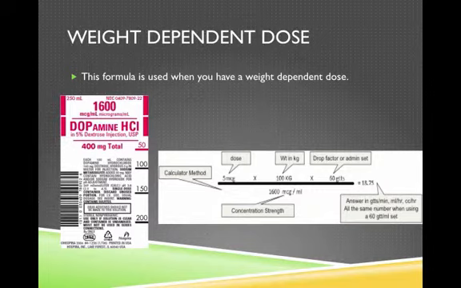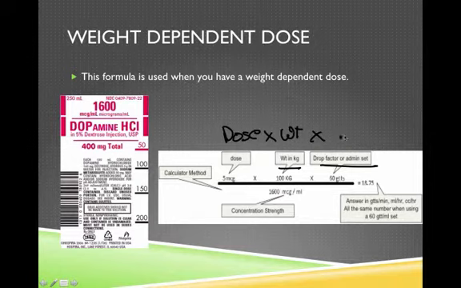Weight-dependent dose. Now this is something that's probably easiest run on a calculator. An example of this is going to be with dopamine. And we're always going to do dose, and since this is weight-dependent, times the weight in kilograms, times the drop factor, divided by the concentration strength of our drip. Now this drip's concentration strength is 1,600 mics per mil.